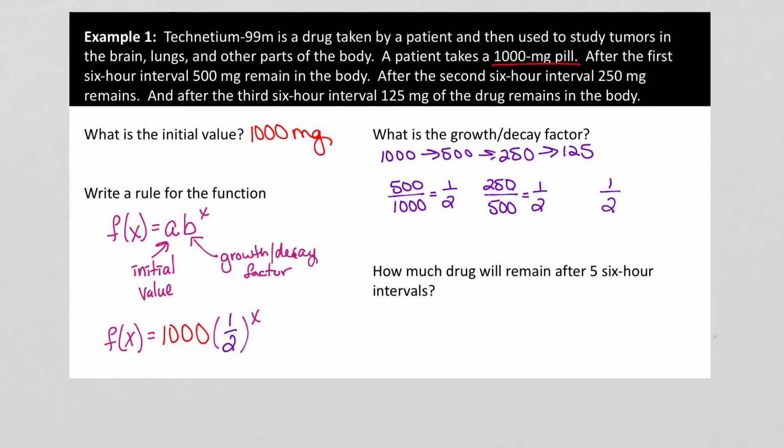And then it asks how much of the drug will remain after 5 6-hour intervals. So we would just plug in f of 5. And we get 31.25 milligrams.